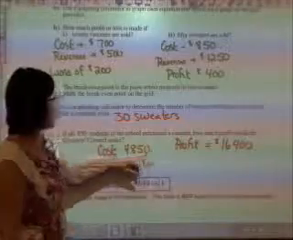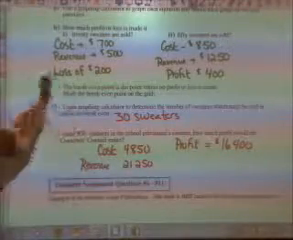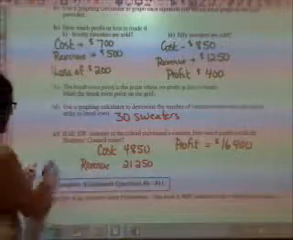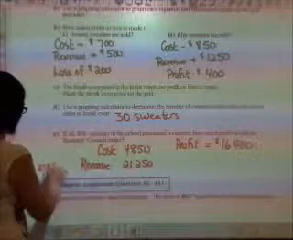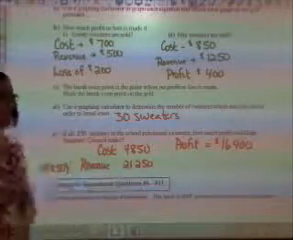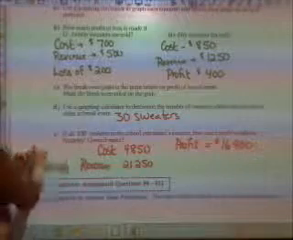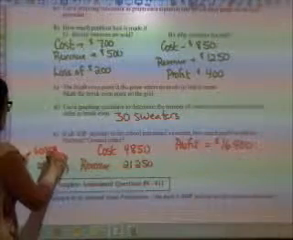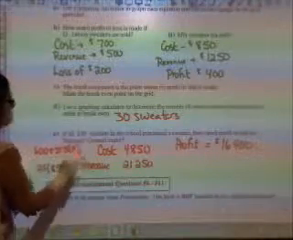And the other way that I could find these is I could plug 850 into the two equations. This one would be 25 times 850. That's how I would get the 21,250. And this one would be the 600 plus 5 times 850.